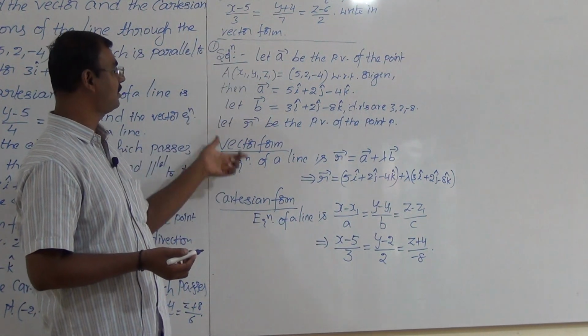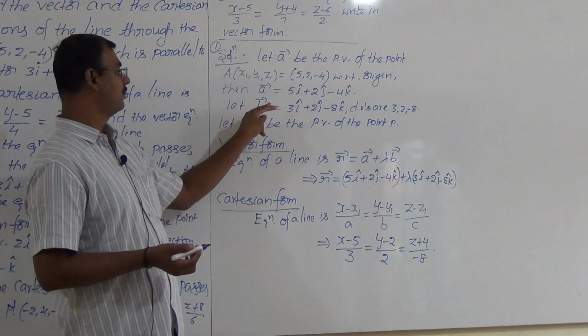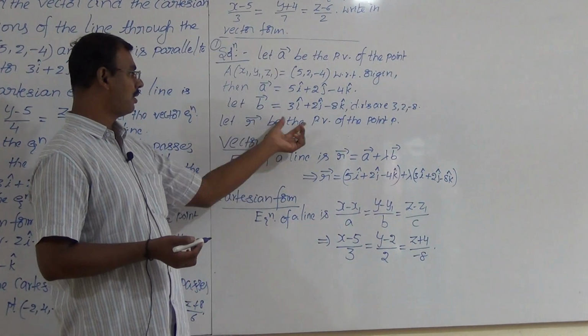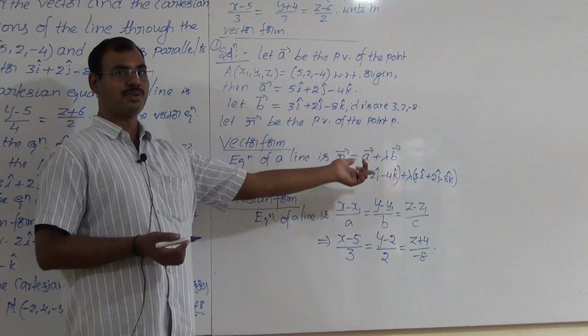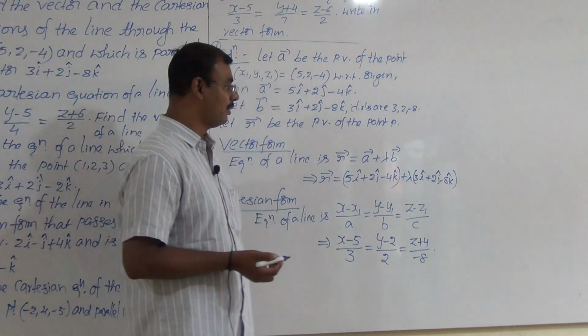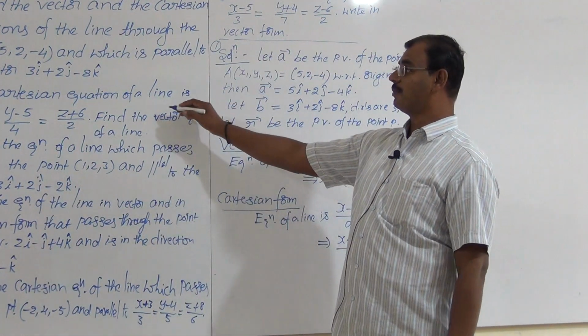So this is the easy method. Firstly take the point in vector form and also take the DRs in vector form. Then r bar is the position vector, vector form formula, substitute here. Cartesian form formula, substitute here. Standard form, remember.